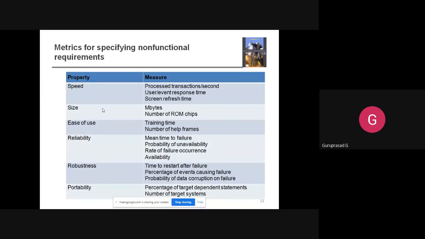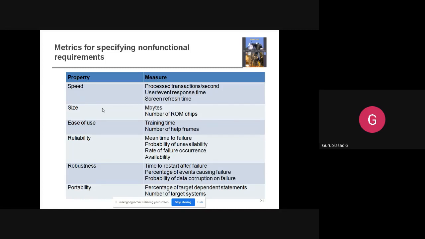Now coming to the metrics I mentioned. We should write non-functional requirements quantitatively. What is the meaning of quantitatively here? That means it should be possible to test the non-functional requirements. So what are those metrics? Please write this down: table of metrics for specifying the non-functional requirements. Number one, speed. The second one is size. The third one is ease of use. Fourth one, reliability. Fifth one, robustness, and portability.